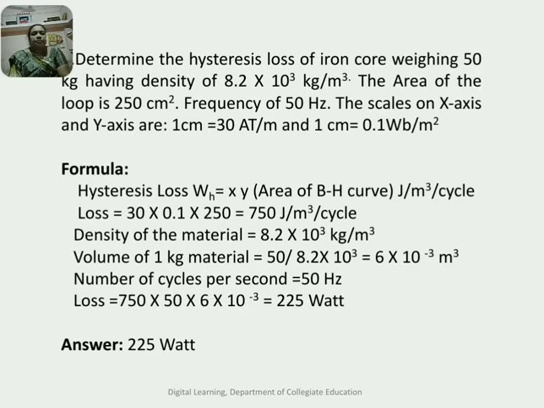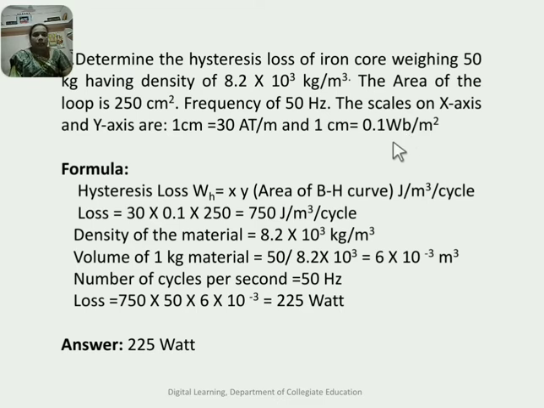The next question is: determine the hysteresis loss of an iron core weighing 50 kg having density of 8.2 into 10 to the power 3 kg per meter cube. The area of the loop is 250 centimeter square and the frequency given is 50 Hertz. The scales on the x-axis and y-axis are 1 centimeter equal to 30 ampere per meter, and 1 centimeter equal to 0.1 Weber per meter square.